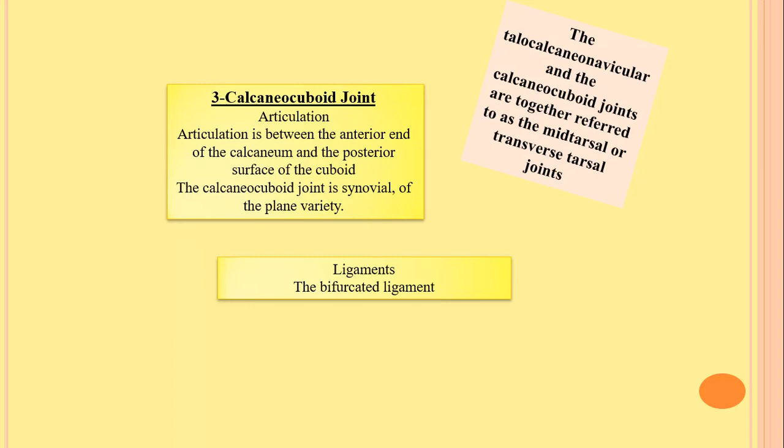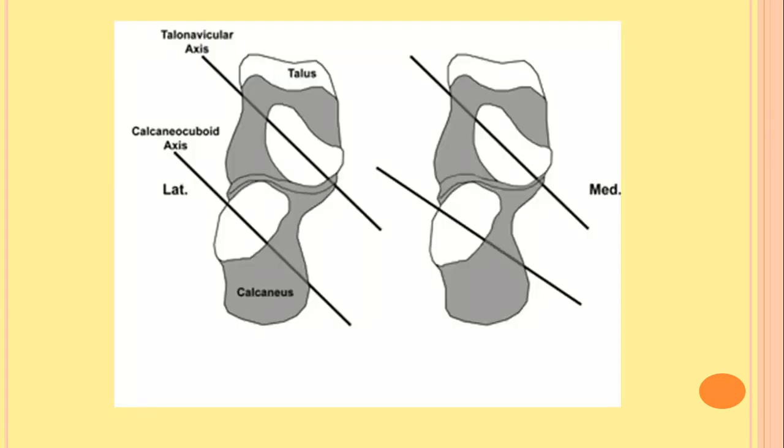Other joints, the calcaneocuboidal joint and the calcaneonavicular joint, are together referred to as the mid-tarsal or transverse tarsal joints. These two joints, calcaneonavicular and calcaneocuboidal, are named as mid-tarsal joints. The calcaneocuboidal is a synovial plain variety, and the ligaments attached to them are named the bifurcated ligament.